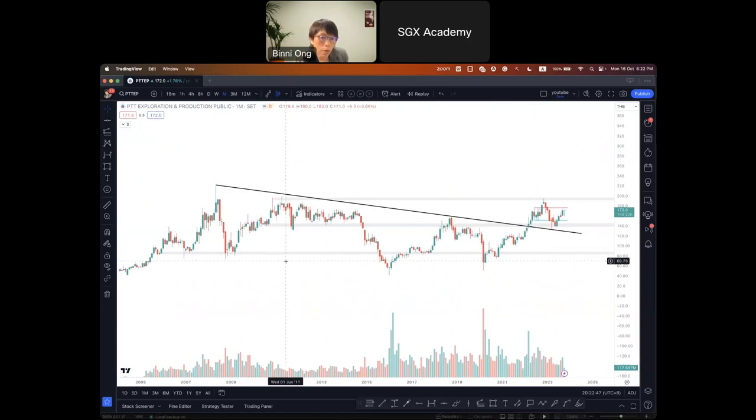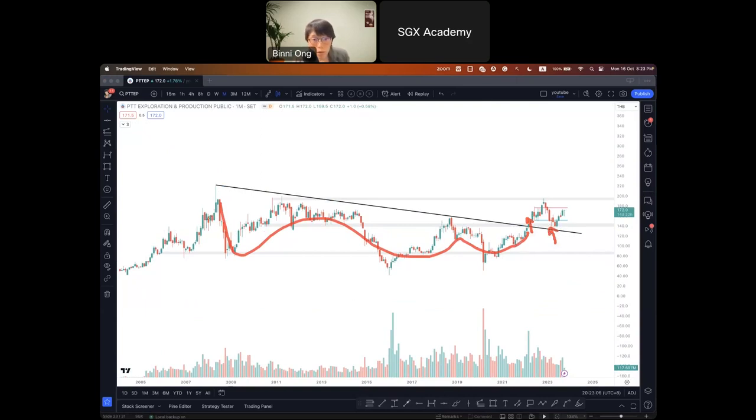It's like just now when I explained, they're building a base. So this is what I mean by building a base. It did a bit of base building here, and finally it broke out of this base, and then retested into this level here.